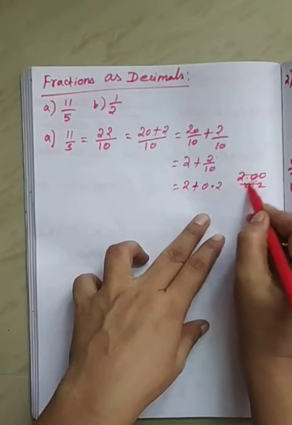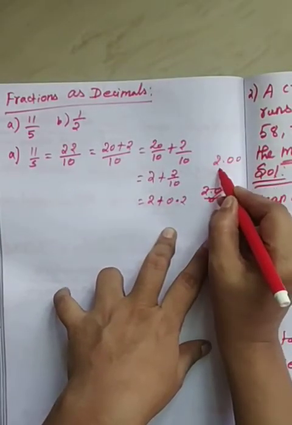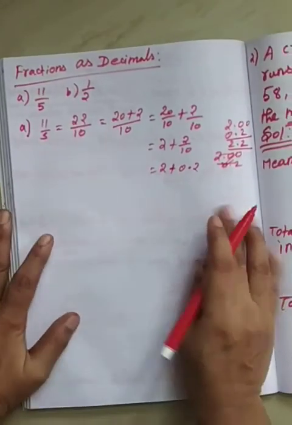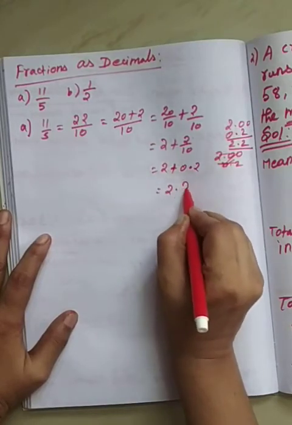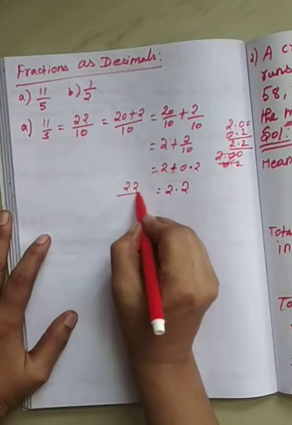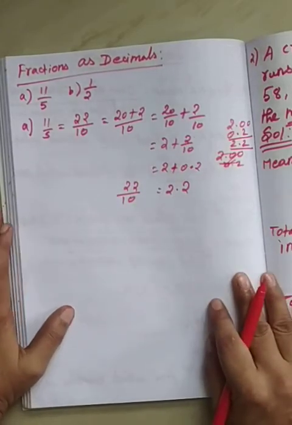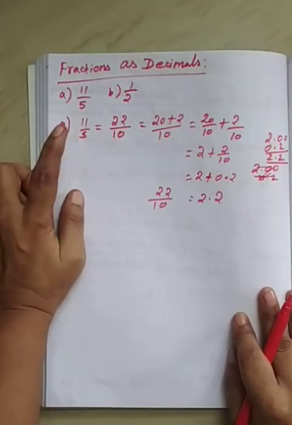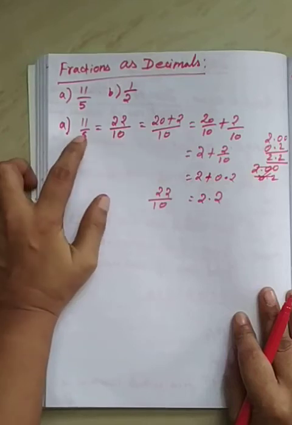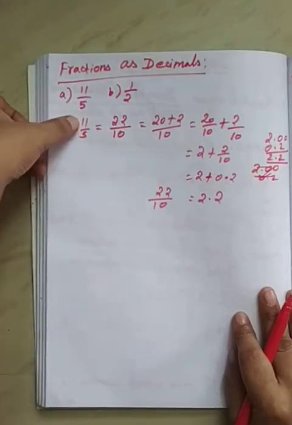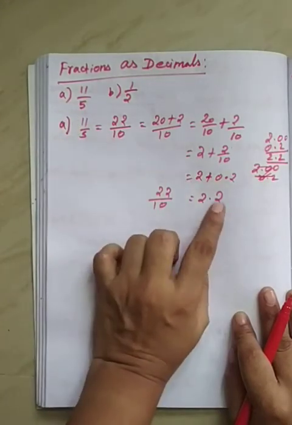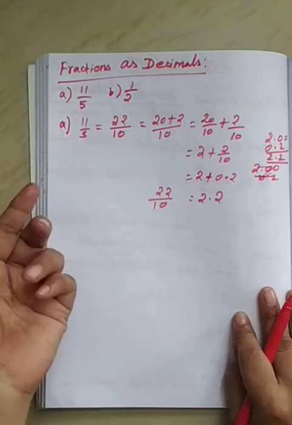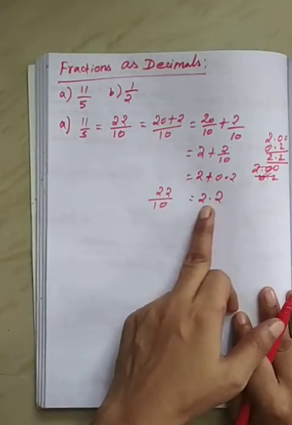What will you get? 2.0 plus 0.2. So what will you get? 2.2. So see here, 2.2. That means 22 by 10 is equal to 2.2 in decimal notation. Okay. So this is the tougher one. That's why I took the denominator 10, or otherwise directly you can do it. See here, how many 5s are here? 5 2s are 10. So 2, point, remainder 1. And then put 0, means 10 you will get. How many 5s are there? 2. So directly you can write 2.2.